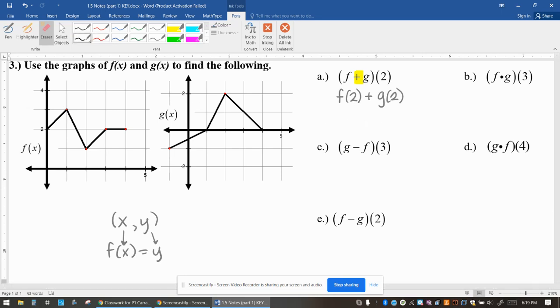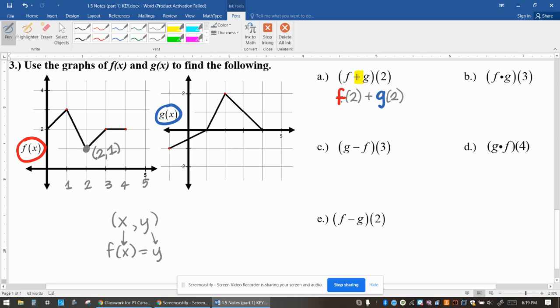So what I'm going to do is I'm going to go to the f function. I'm going to color code f of x red and g blue. So for f of x, I'm going to look for the x value of 2, and I'm going to follow it until I hit an ordered pair that is on the function. So this ordered pair is 2, 1. So f of 2 equals 1. For the x value of 2, the y value was 1.